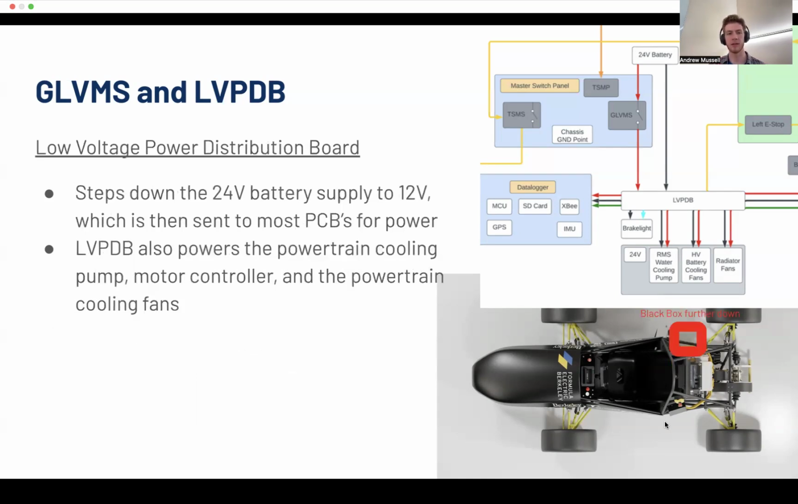And then the LVPDB used to step it down from 24 volts to 12 volts, but we're trying to limit it to just being 24 volts now. Also, these yellow arrows in the diagram are the shutdown circuit. That also should have been gone over at the high voltage safety, or maybe it wasn't this year. And if it wasn't, we'll circle back on that and go through that in a different presentation.